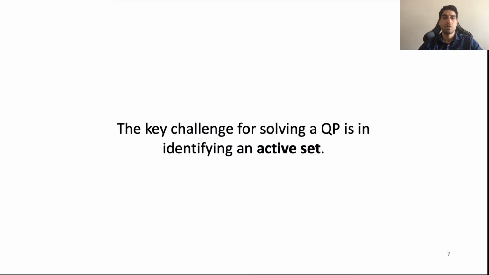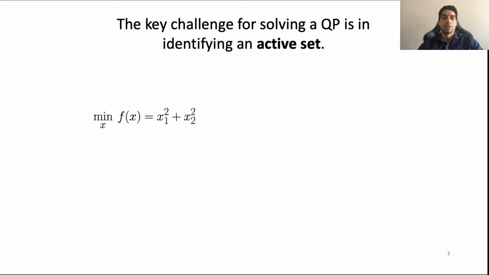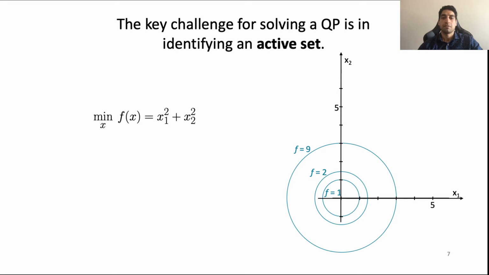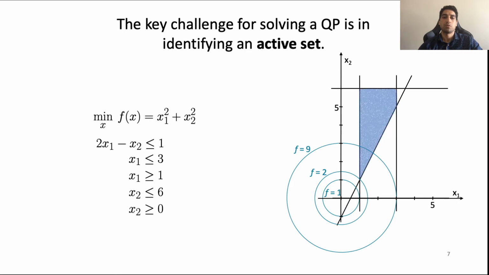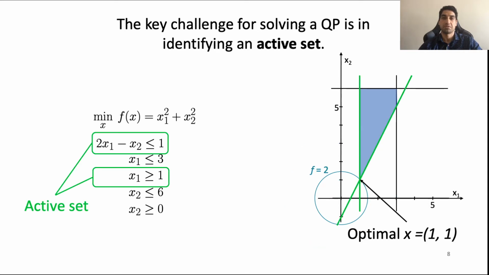The key challenge for solving a QP is in identifying an active set. An active set is a subset of a QP's linear inequality constraints that are treated as equalities at optimality. Let's use an example to explain the active set. The objective f in the example is a quadratic function shown with green circles. The problem has 5 linear inequality constraints. The lines in the graph are half spaces corresponding to constraints. The blue region in the graph represents the overlap between linear constraints, which is the feasible region.